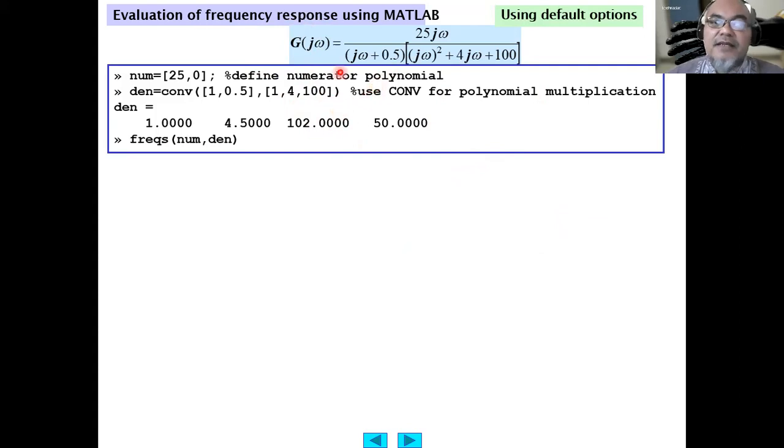So for example, here we have D of j omega equals 25 j omega divided by j omega plus 0.5, times the quadratic term, j omega squared plus 4 j omega plus 100.